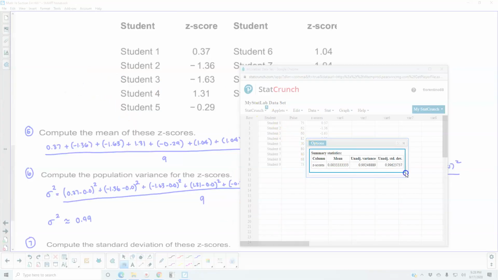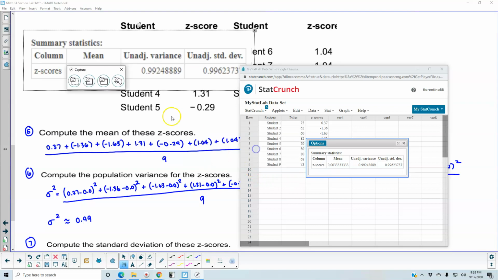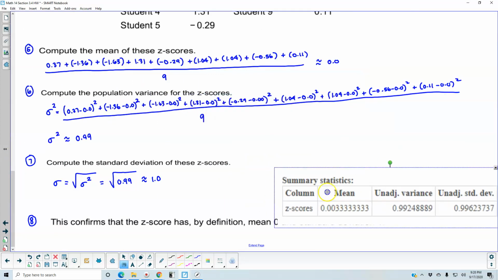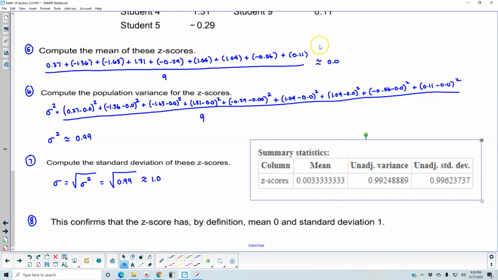Here we can check the results that we got by hand. You can see that our mean is 0.00, our variance is 0.99, and if we round to 1 decimal place, the standard deviation is 1.0.